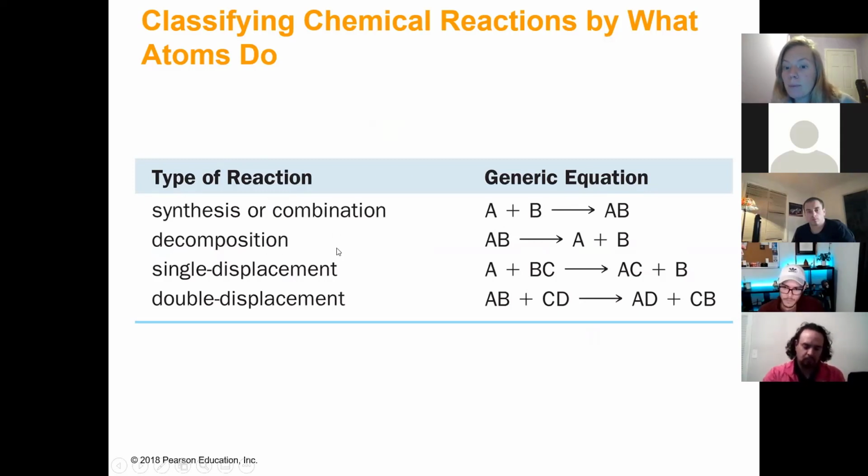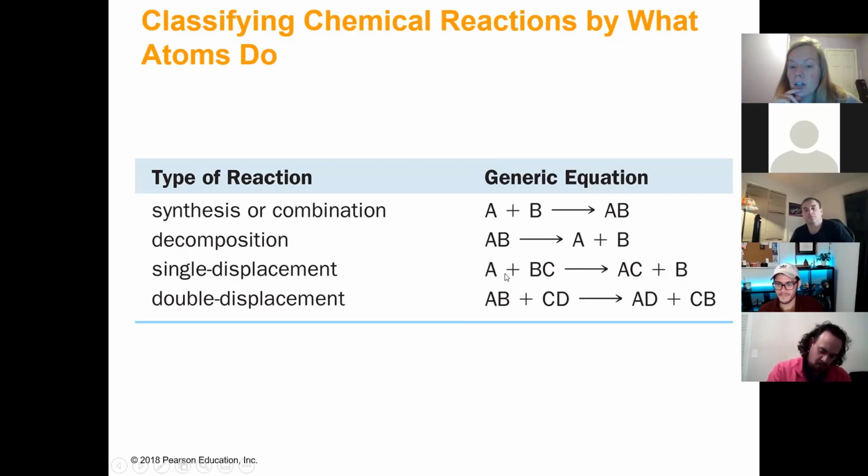Decomposition is your breakup. So we have a compound AB and it breaks up into simpler components, A and B. And we have this one called a single displacement. This is like your home wrecker situation, okay? So you have a couple, B, C, and C decides that A looks better than B. So C and A get together and it boots B, right? In a single displacement, one thing is gonna be booted out.